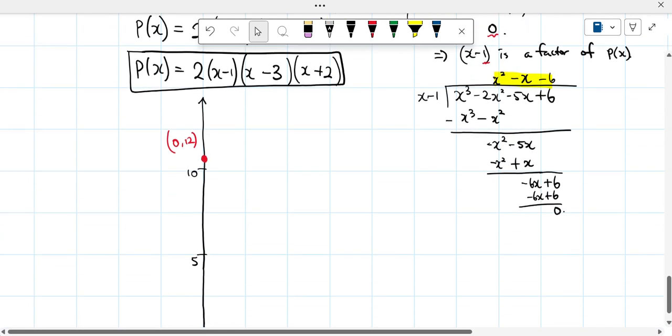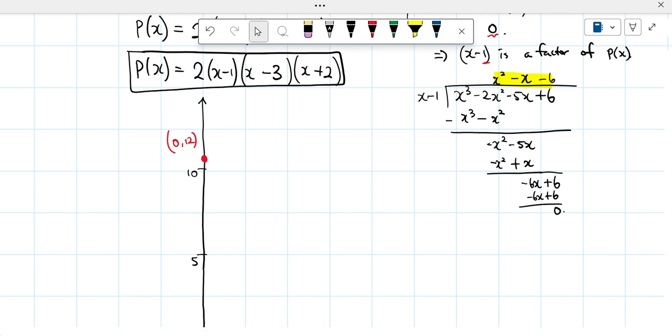So now let's look at the factored form. The factored form of the polynomial function tells you the x-intercepts. So from the x minus 1, we know that the x-intercept is positive 1.